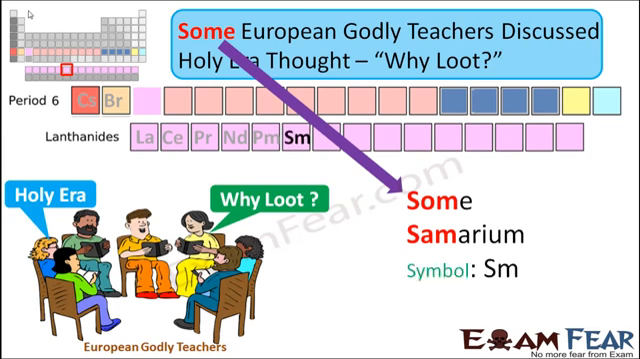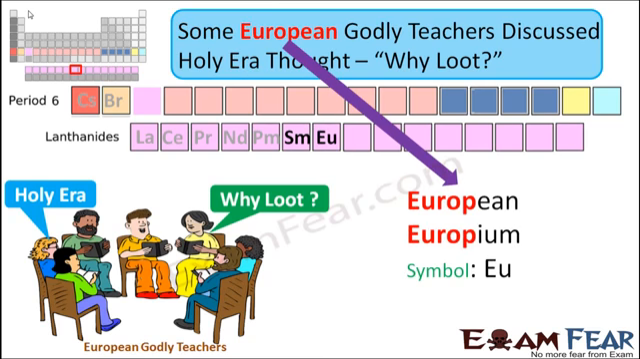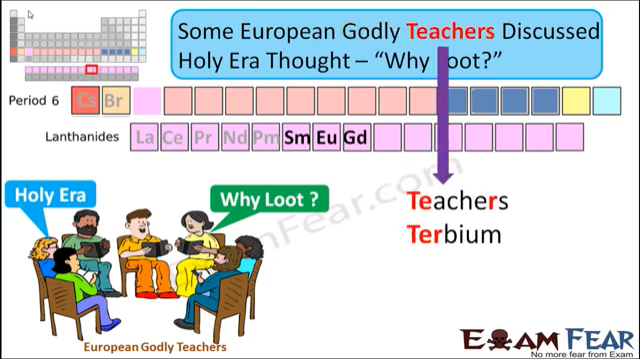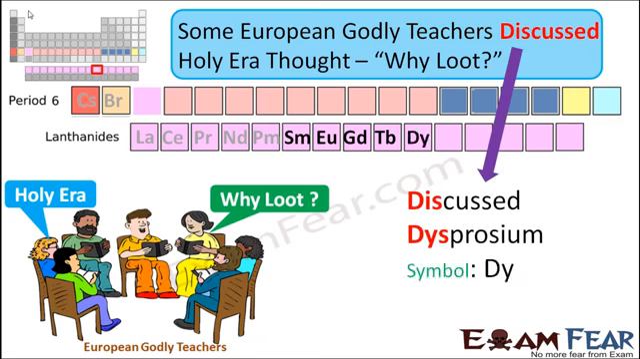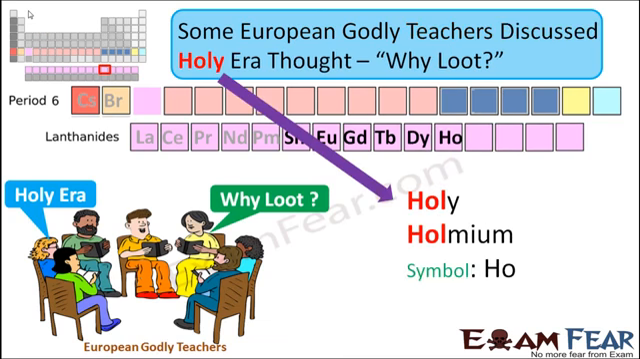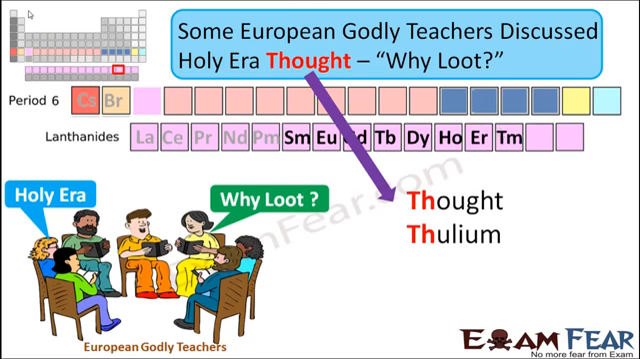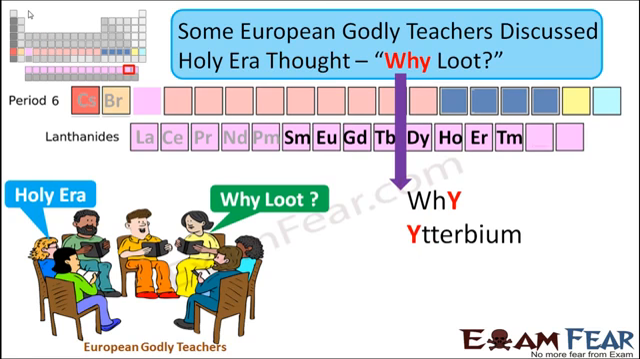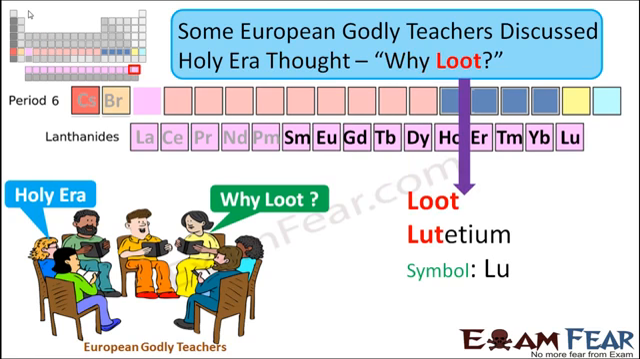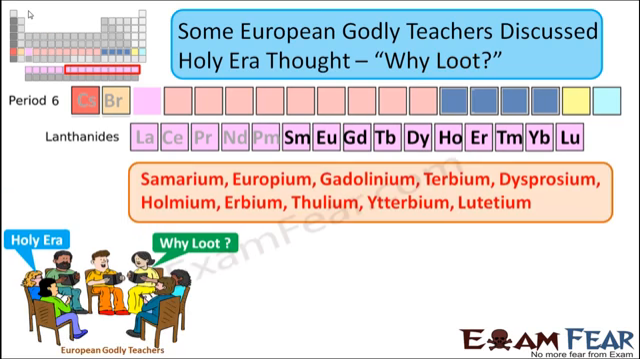So here some reminds of samarium with symbol Sm, European reminds of europium, godly for gadolinium, teachers for terbium, discussed for dysprosium, holy for holmium, era for erbium, thought for thulium, Y for ytterbium with symbol Yb, and loot for lutetium. So our memory tip for the final set of the lanthanide series would be: some European godly teachers discussed holy era thought, why loot?